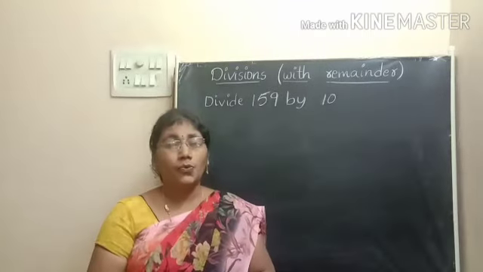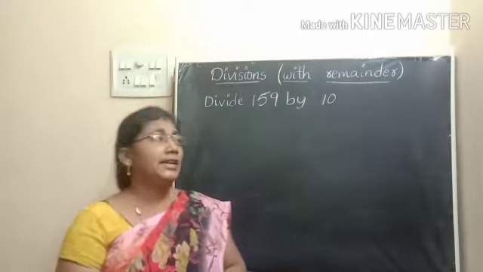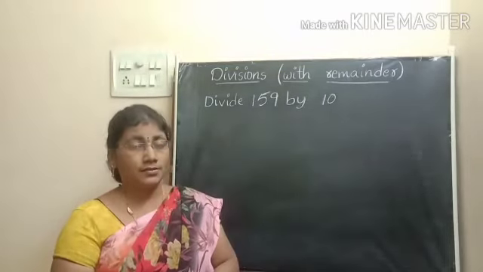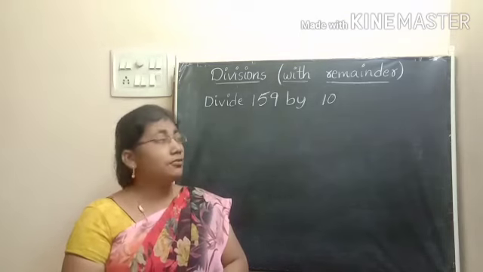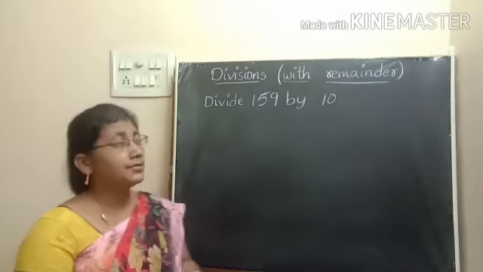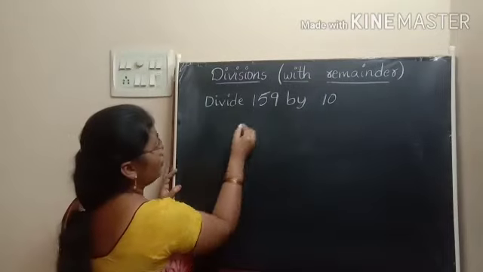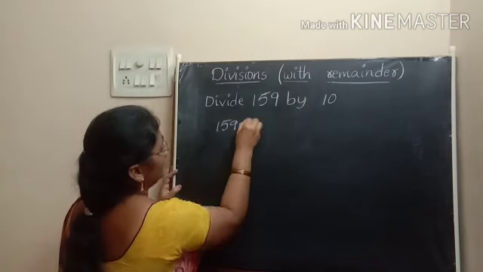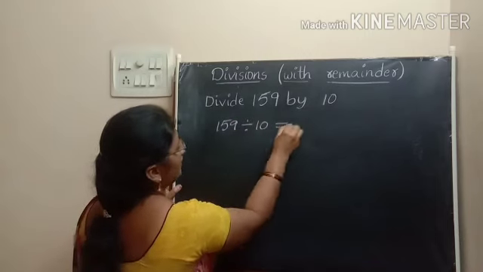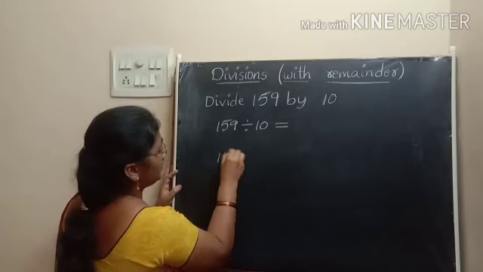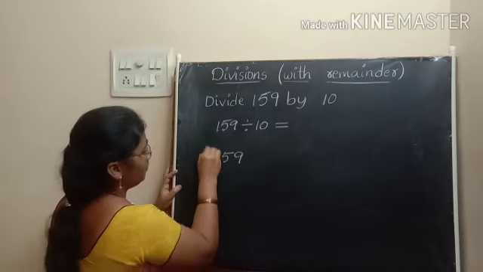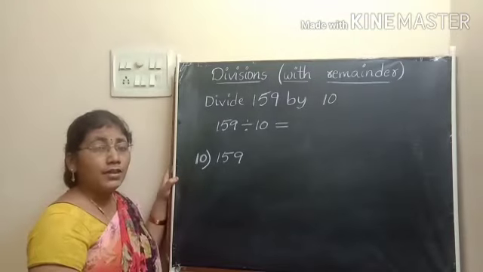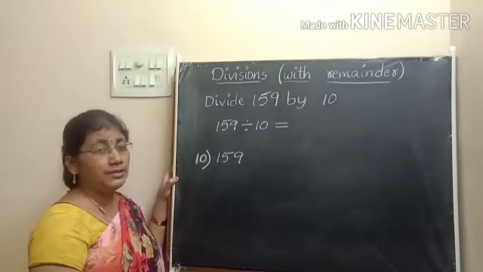Let us take one more example by taking a 2-digit number as a divisor. Understood, children? A 2-digit number as a divisor. Now, 159 is the dividend, 10 is the divisor. We can write it as 159 divided by 10. Here we have to use the 10 table.